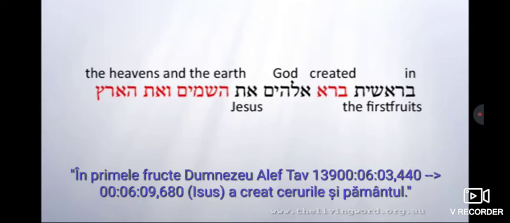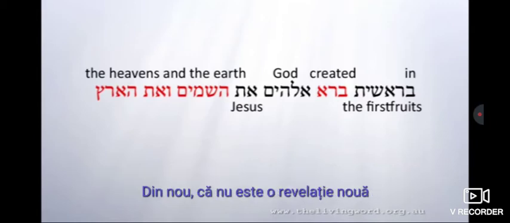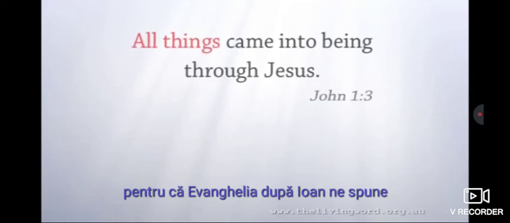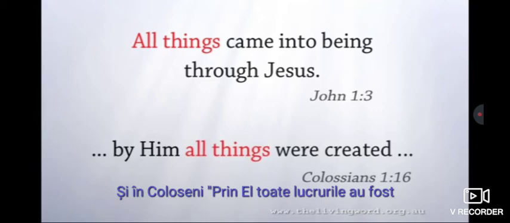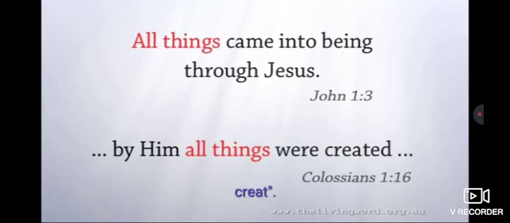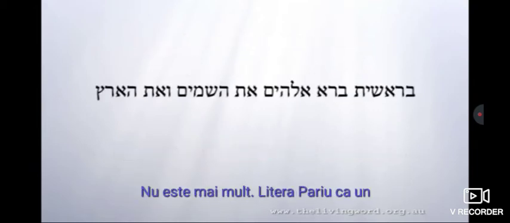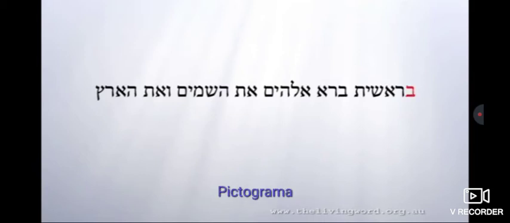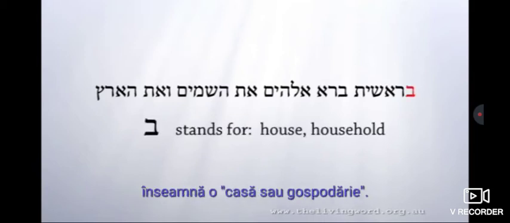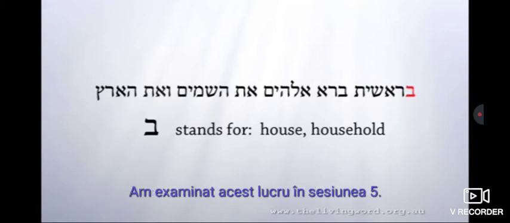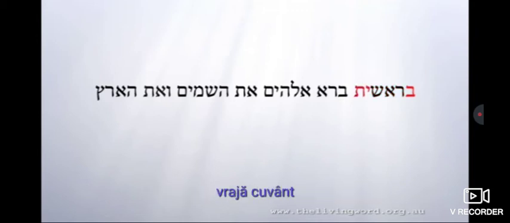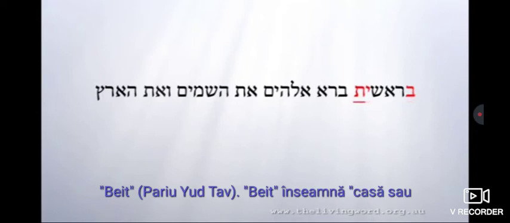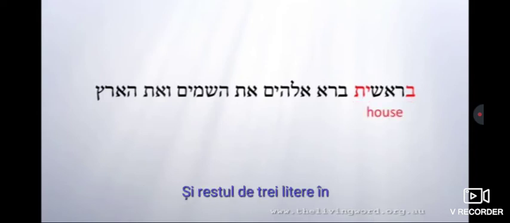Again, that is not a new revelation, because the Gospel of John tells us all things came into being through Jesus. And in Colossians, by him all things were created. There is more. The letter bet as a pictogram means a house or household. We examined this in session 5. In this first word in the Bible, the first letter and the last 2 letters of the first word spell bait, bet yud tav. Bait means house or household.